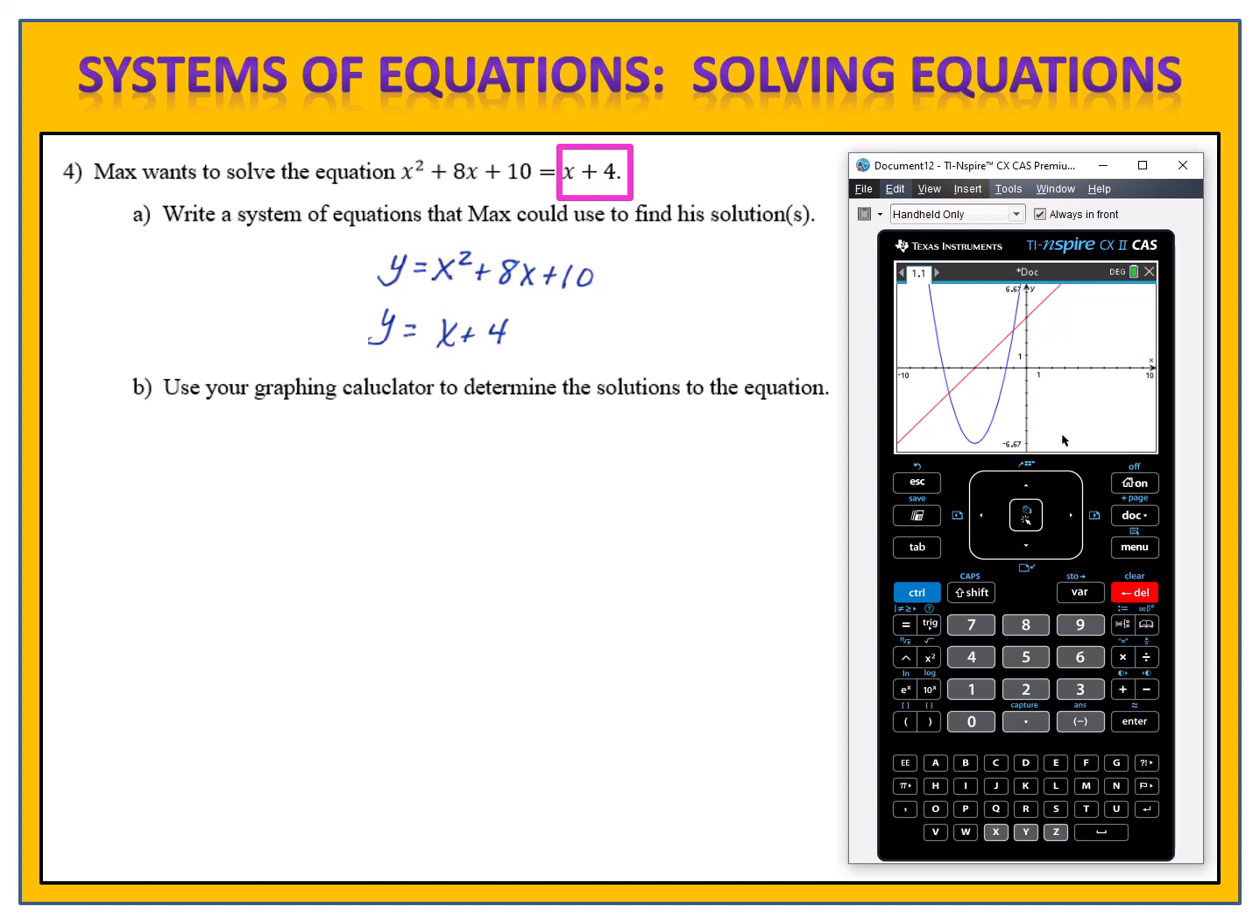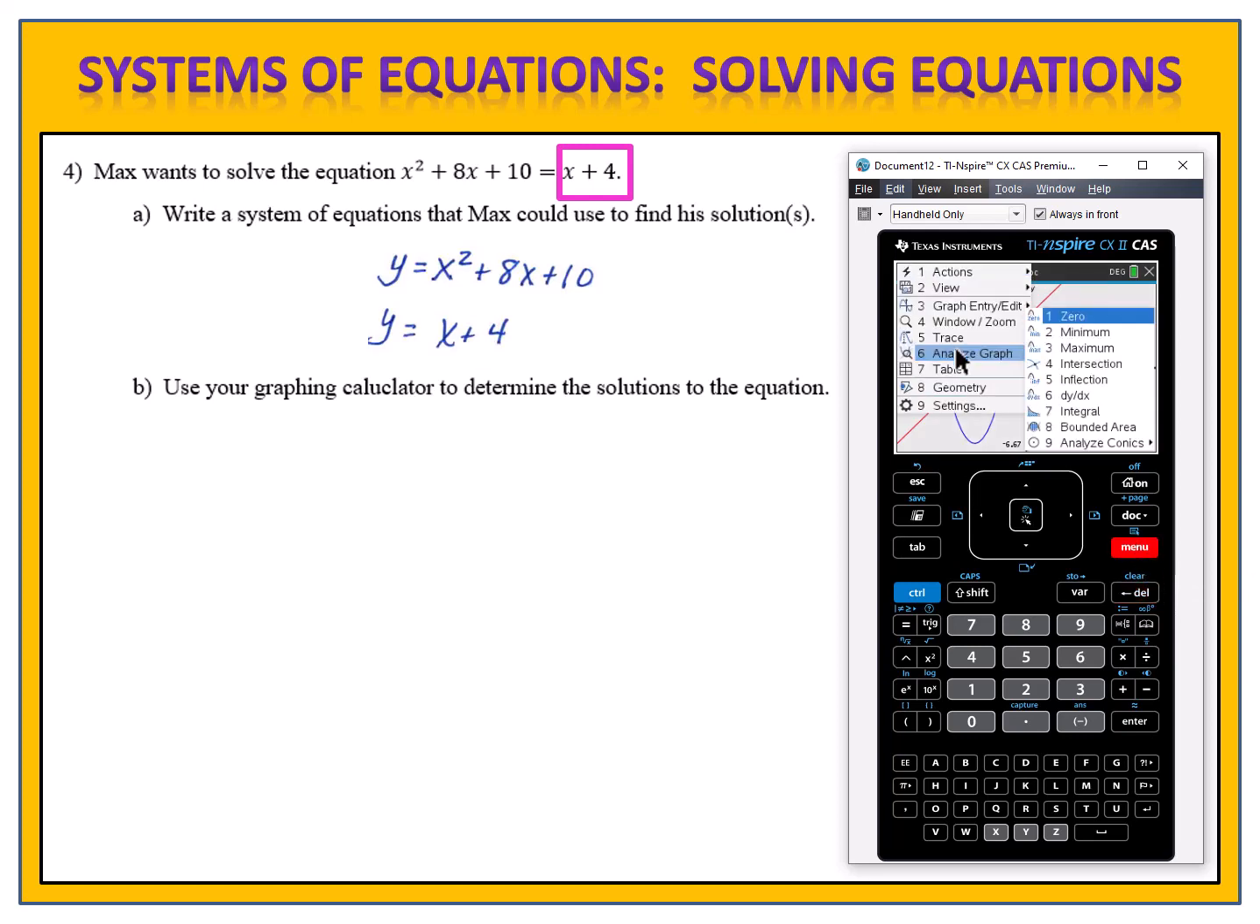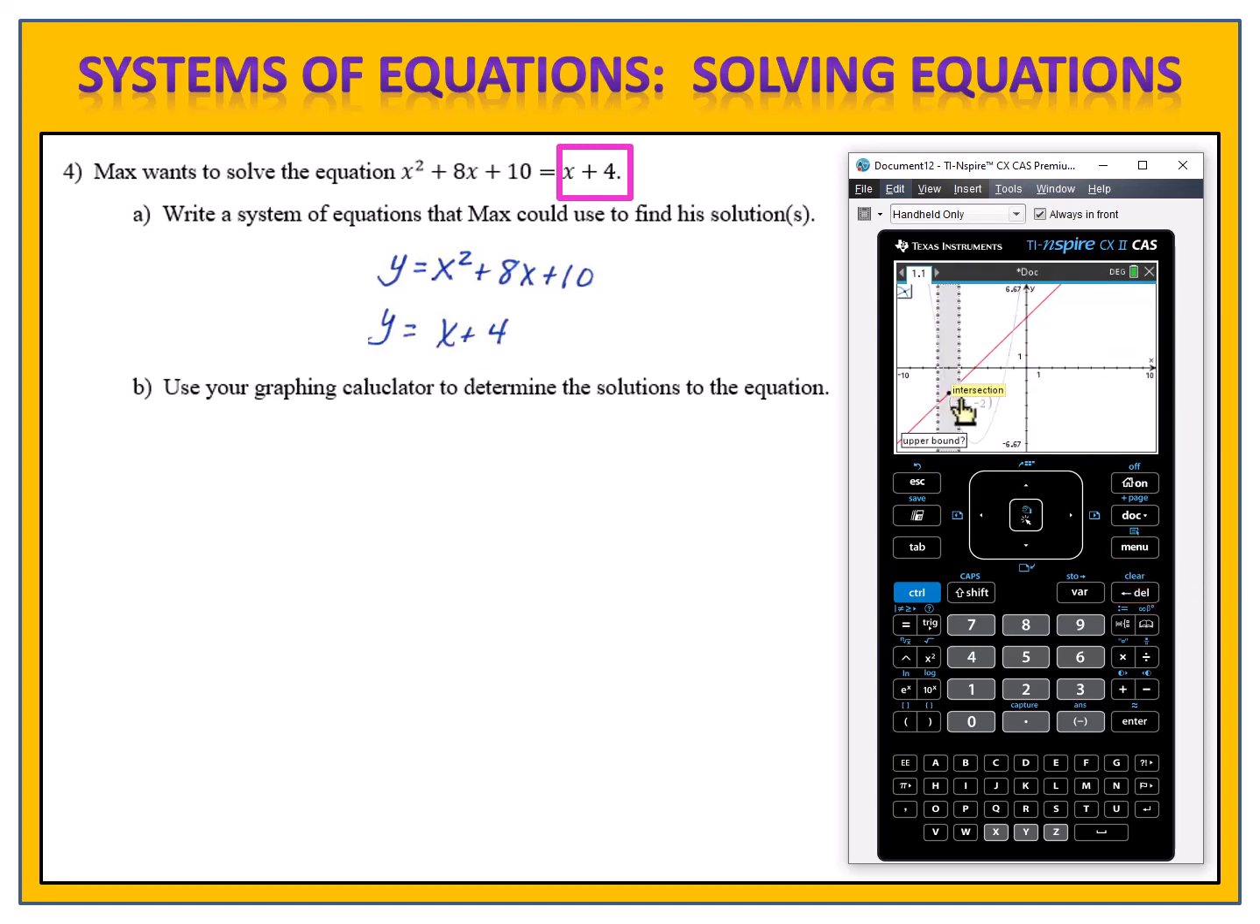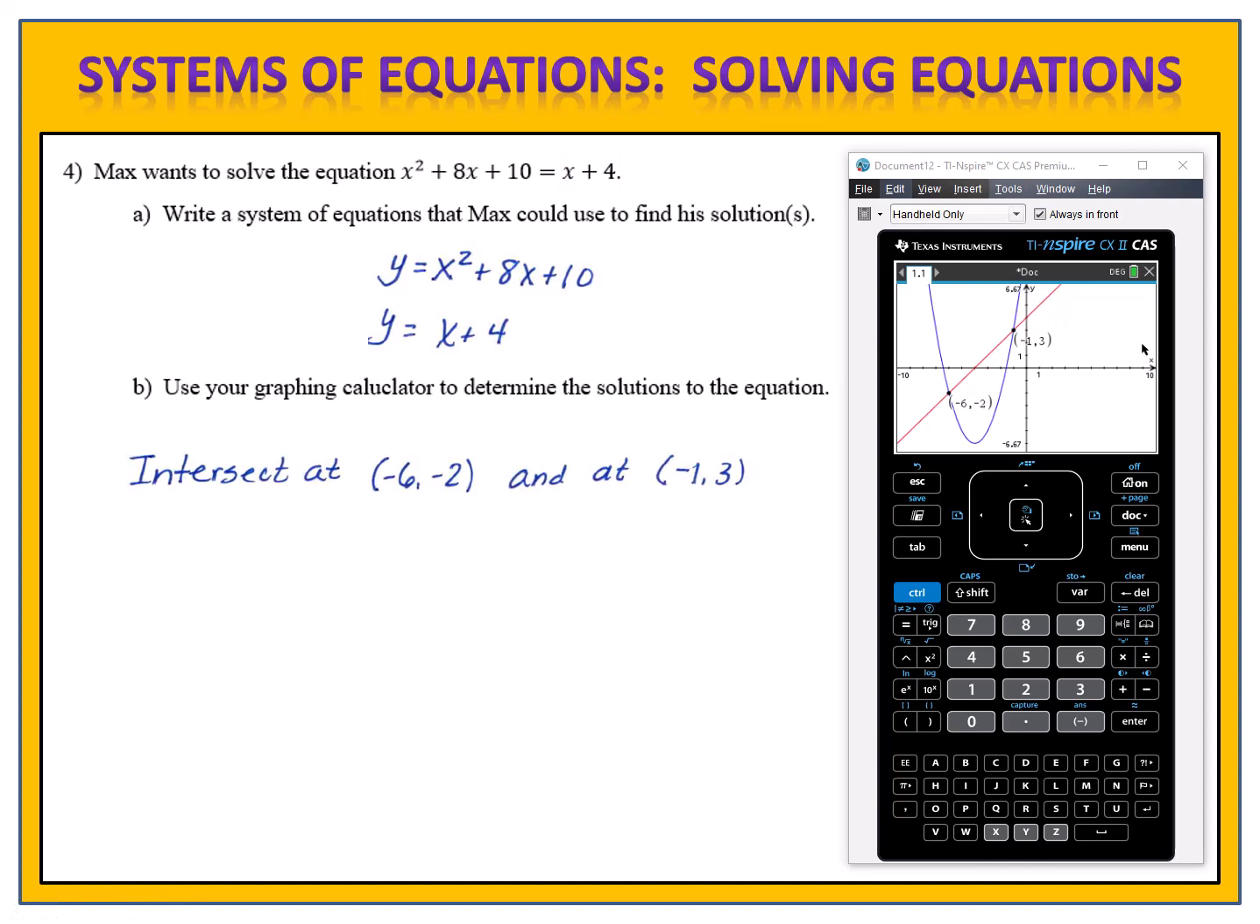What Max has basically done is convert his single equation into a system so that he can use the idea of finding the intersection to identify the solutions. And he does that for both sides, and he finds the points of intersection. The points of intersection are (-6, -2) and (-1, 3). He knows that the x values are the solutions to the equation. So the solutions to the original equation, x squared plus 8x plus 10 equals x plus 4, are x equals -6 and x equals -1.